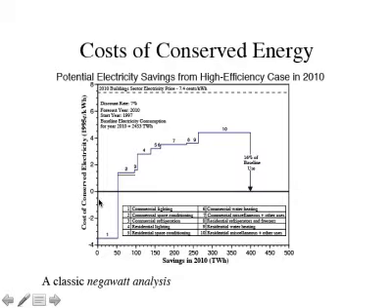So the decision to switch to LED lights can save a company money even before they consider the cost savings in electricity use. If you were going to invest in conserved energy, you would start here with the cheapest conserved energy that would save you the most money, and move to the right and invest in more and more expensive conserved energy.